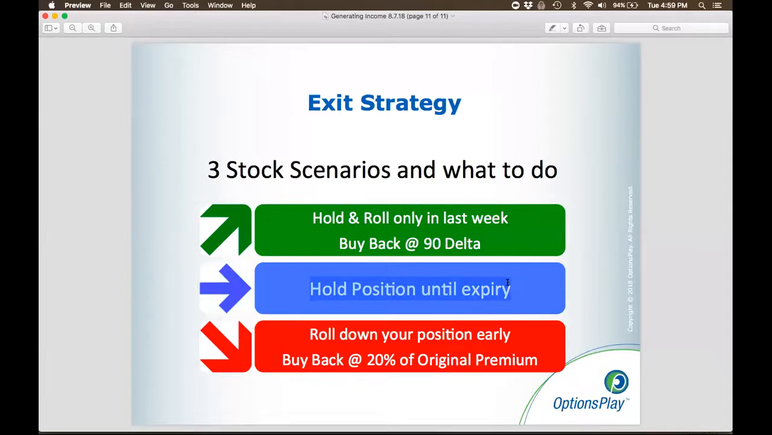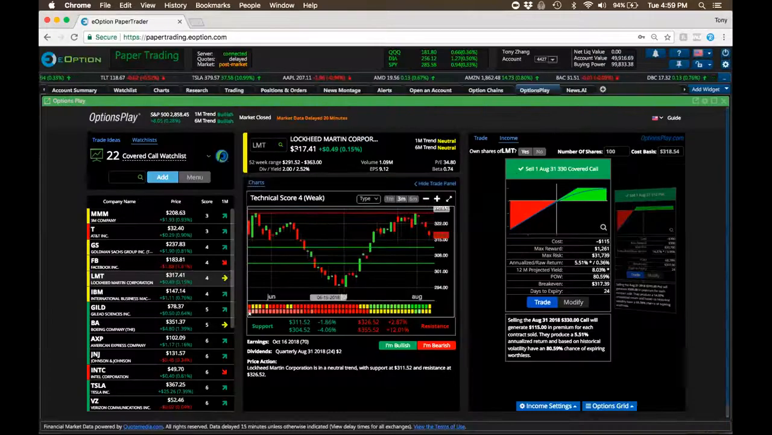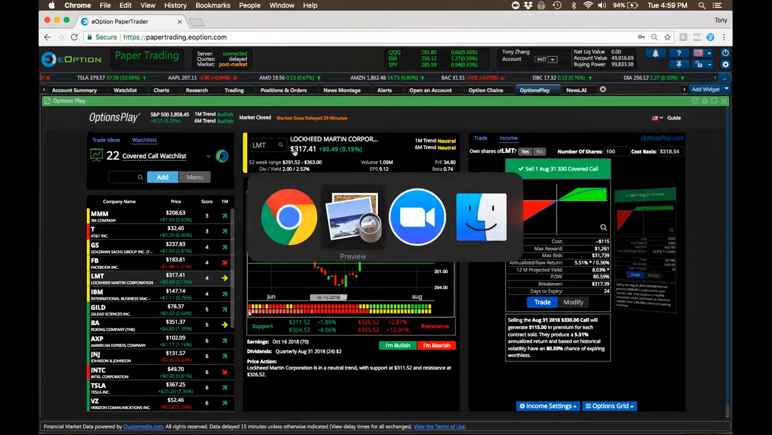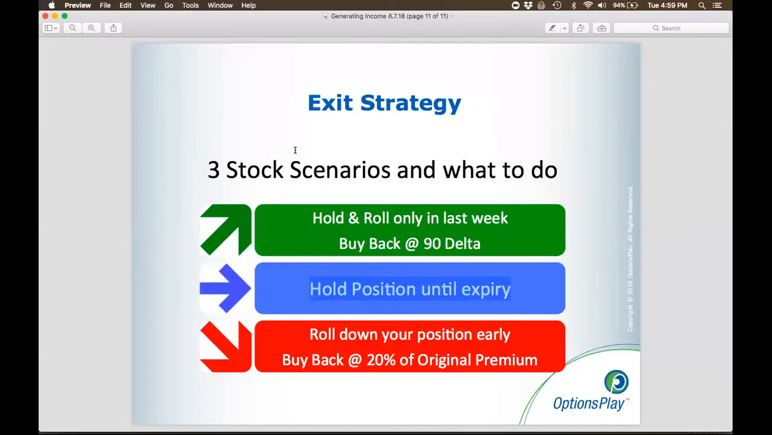The second scenario is your best case scenario. You sold this Lockheed Martin 330 call, and the stock just goes sideways. It stays around 317, 320, 315, somewhere in that range, because what that means is that you keep all the premium that you've collected on that 330 call. You keep all of it, and that's just income in your portfolio. You haven't made or necessarily lost any money on the stock, but you did receive income on the cover call.